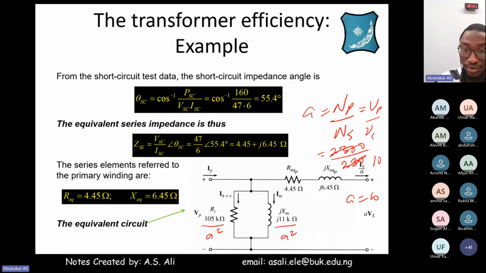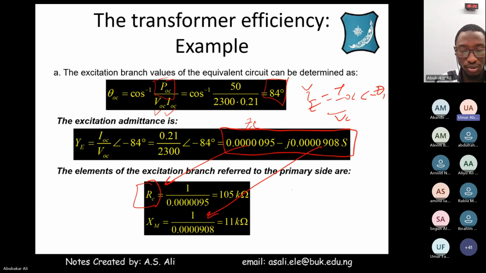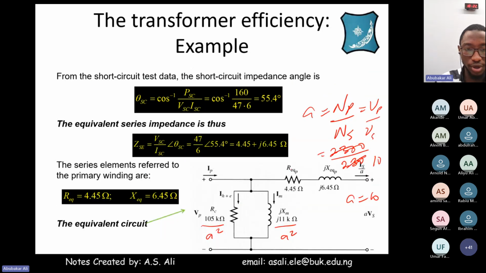So that means, let's see, what's A? Secondary is 230, primary is 2300. So A is the VP over VS, right? But if you are going to the secondary side, what you have is also the same. So A squared is what? 100, right?